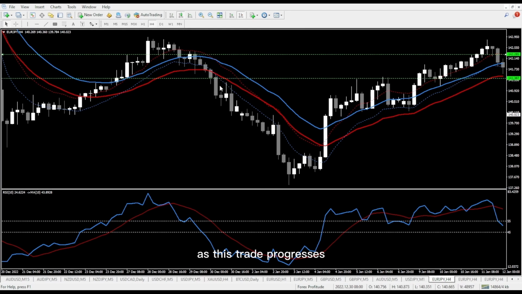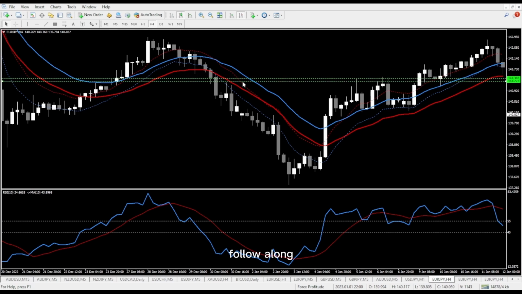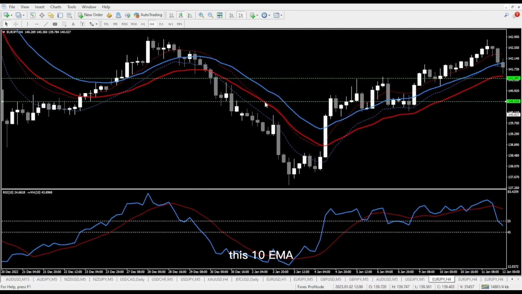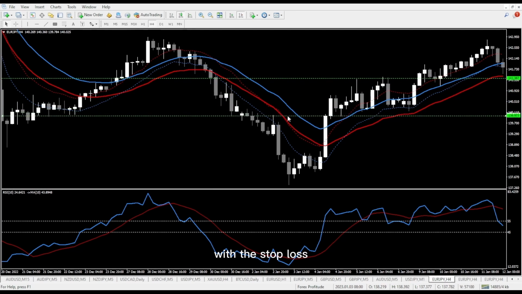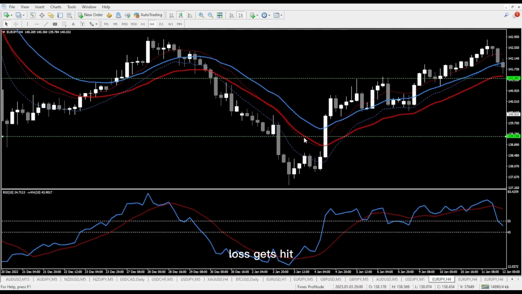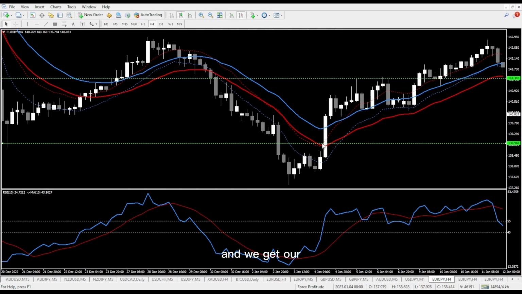And as this trade progresses, every new candle that opens, we get a new location of the 10 EMA, and we're going to manage the trade with that. And our stop loss is what's ultimately going to get us out of the trade. So again, I'm going to follow along this 10 EMA with the stop loss until the stop loss gets hit. And we get our stop loss hit at this level right here.